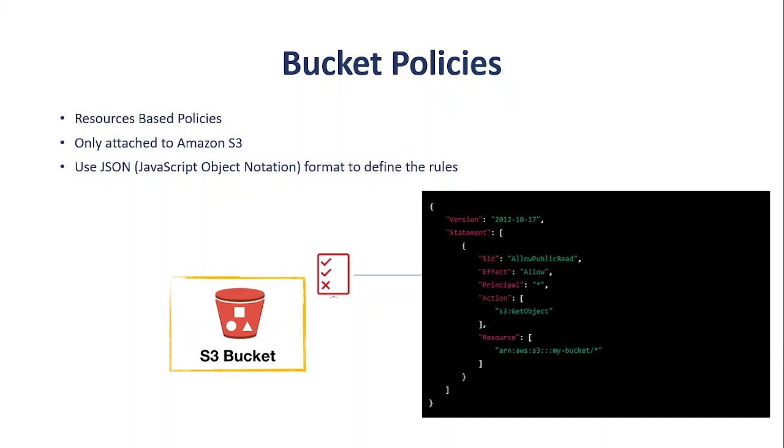Next is the bucket policies. Bucket policies are different from IAM policies. These are resource based. If you remember, the previous IAM policy was identity based. These are resource based policies, and these are attached directly to S3 buckets. Bucket policies apply to all objects within the bucket, and can be used to allow or deny access to the bucket as a whole or to specific objects of the bucket. Similar to the IAM policy, this is defined in JSON, as we can see in the picture.